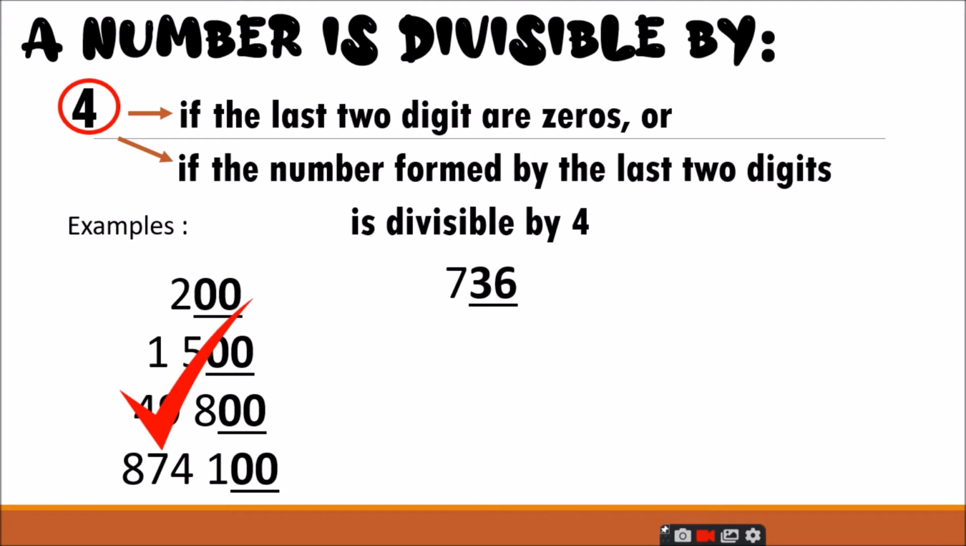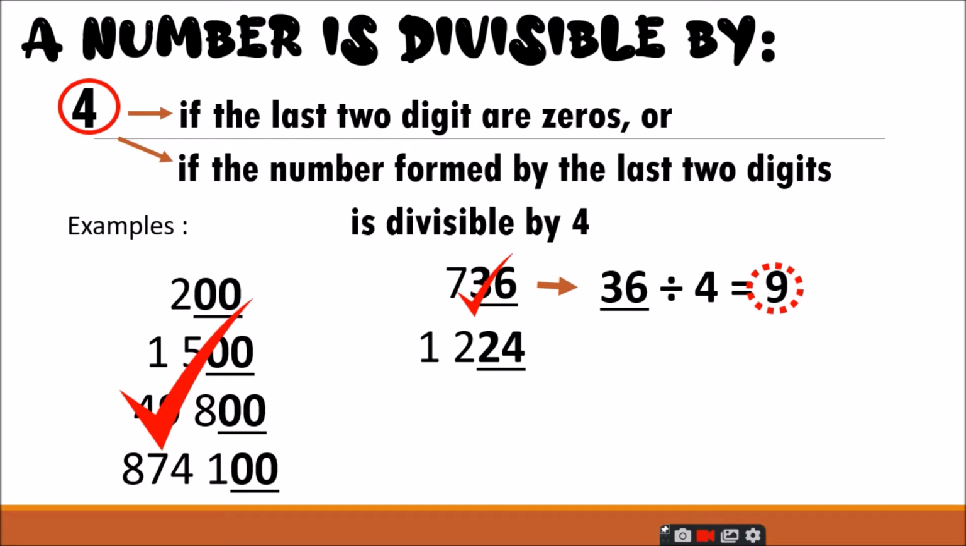So 736, looking at the last two digits, which is 36, let's find out if 36 is divisible by 4. So you divide 36 divided by 4, the answer is 9. And 9 is a whole number. So we can say that this number is divisible by 4. Another number is 1224. So the last two digits is 24. Let's check if 24 is divisible by 4. By dividing 24 divided by 4 is equal to 6, and 6 is a whole number. So we can say that this number is divisible by 4.